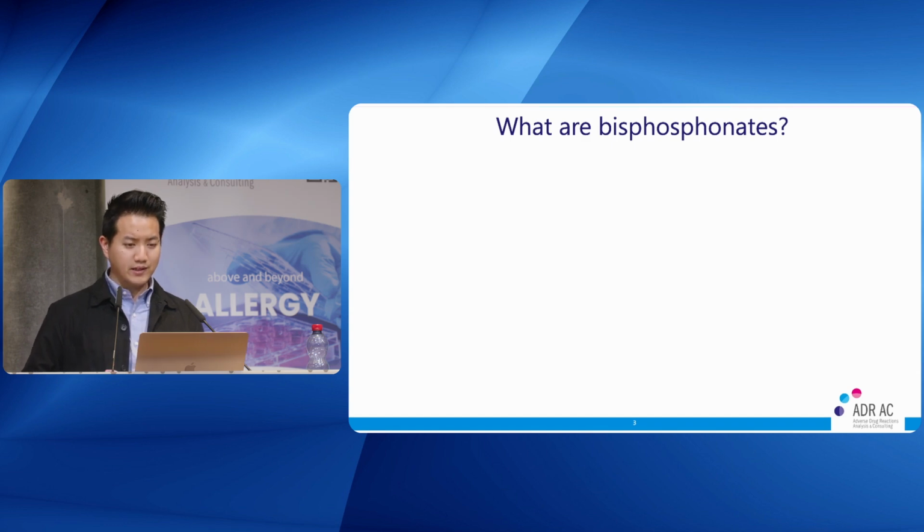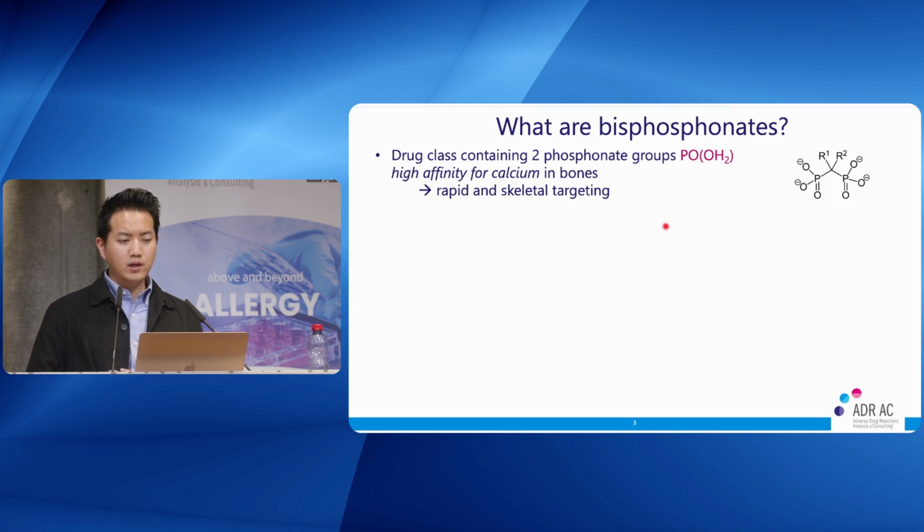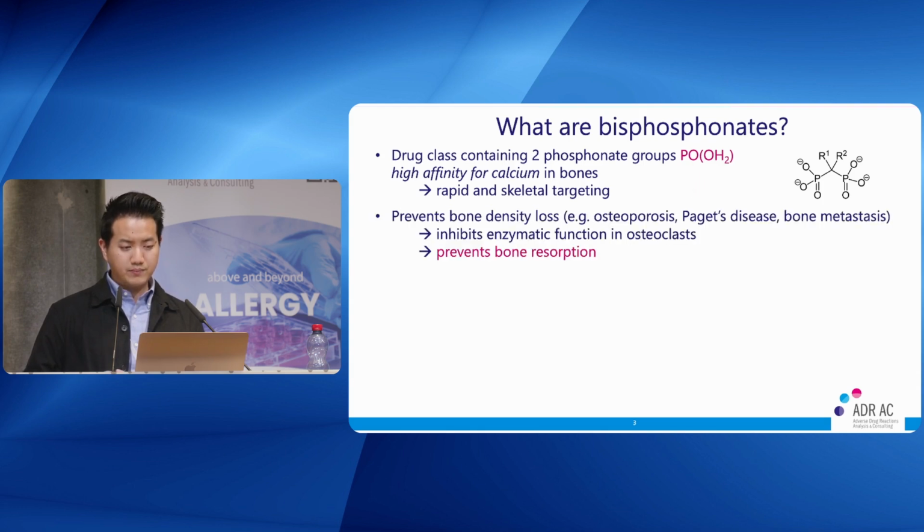So what are bisphosphonates? These are small molecule drugs which contain two phosphonate groups. So there's two areas here. And based on this negative charge, they have a very high affinity for calcium. And in the body, the very high deposition of calcium is really in the bones. So therefore, these drugs are targeted rapidly there.